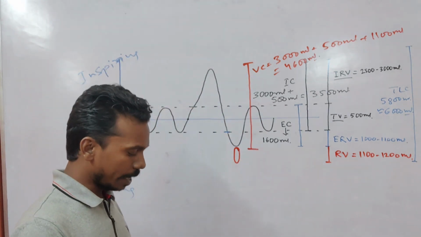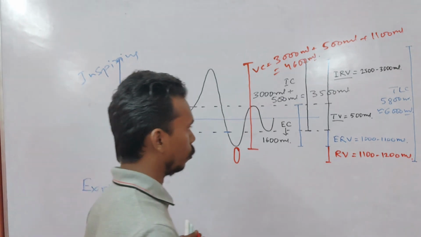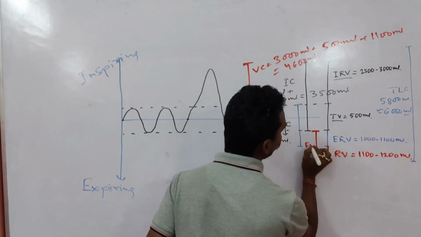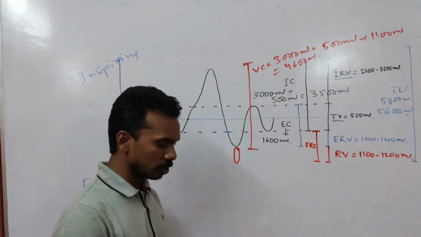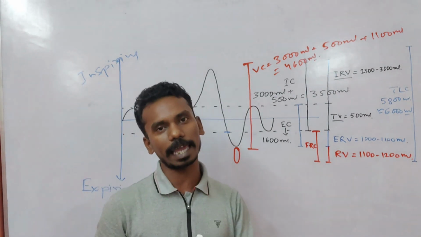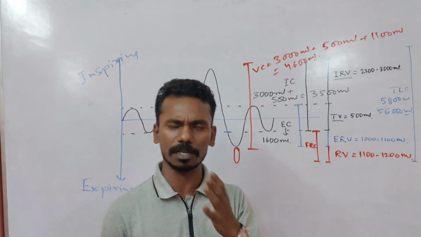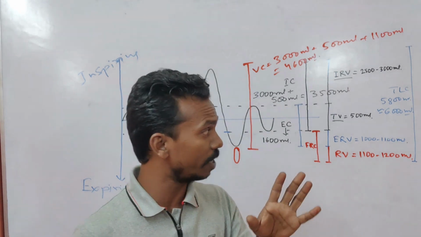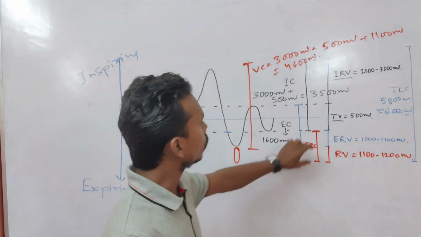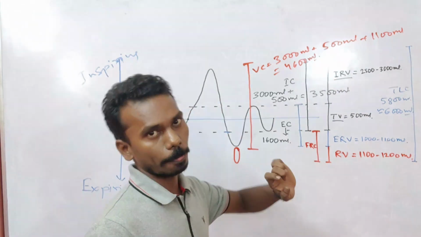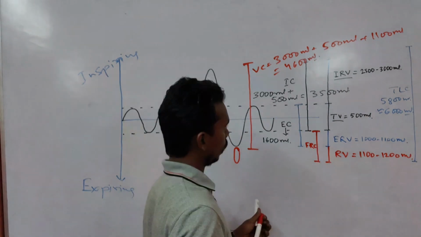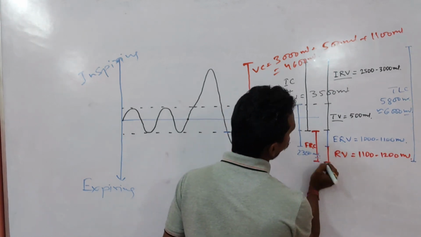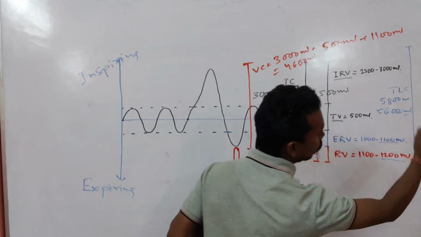One thing remaining is functional residual capacity, which is FRC. What is this? Your lung can definitely expel that amount of air, but in normal condition you do not expire that amount of air. That is the expiratory reserve volume and the residual volume. It is about 2300 ml, which is 1200 plus 1100.